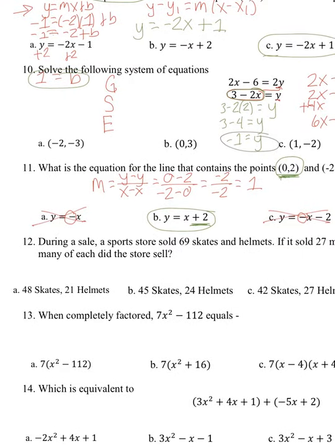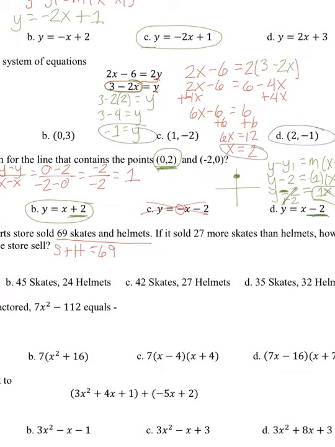In this word problem, we're told that we sell 69 skates and helmets. So when we put our skates and our helmets together, that's giving me a total of 69 items. Now, the other follow-up information that we've got is that we sold 27 more skates than helmets. So the number of skates that we sold is going to be whatever my helmet number is plus another 27 in order to make that difference.